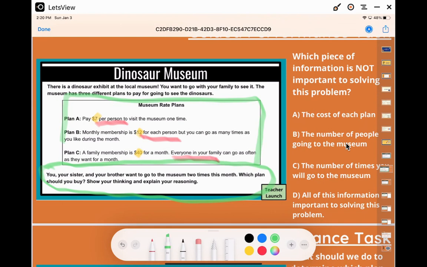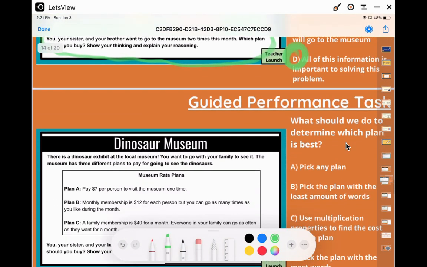The next thing I want you to notice is that for Plan A, you go to the museum one time for this price. Plan B, you go as many times as you want. And Plan C, you also can go as many times as you want. And so all of those things are important to solving this problem. The cost of the plan, the number of people going, and the number of times you go. So the correct answer is that all of these things are going to be important to solving this problem. Let's keep it moving.